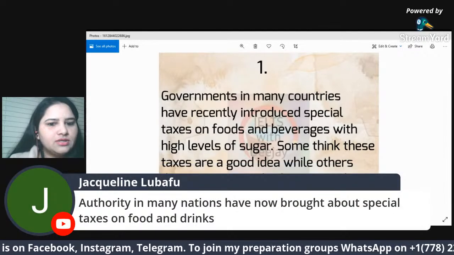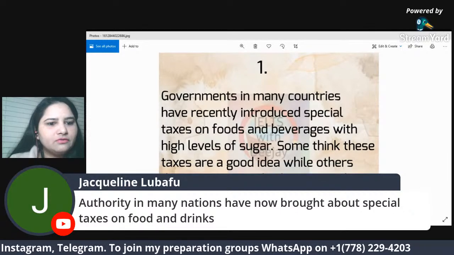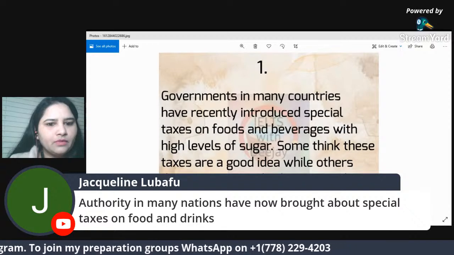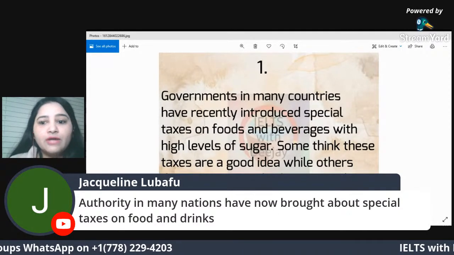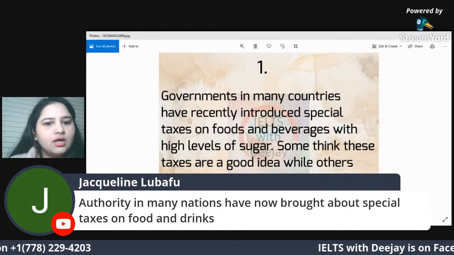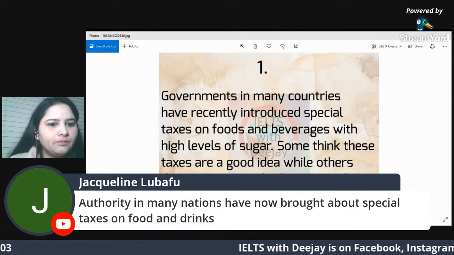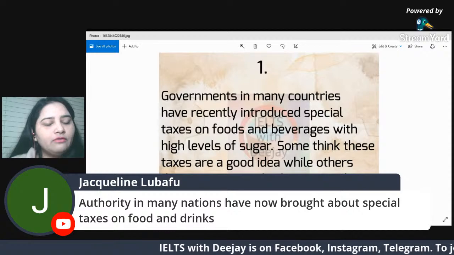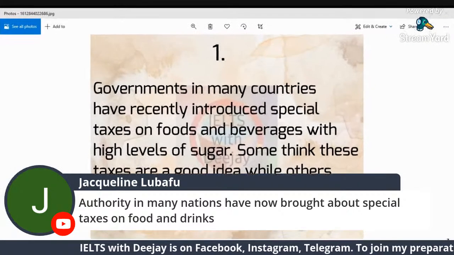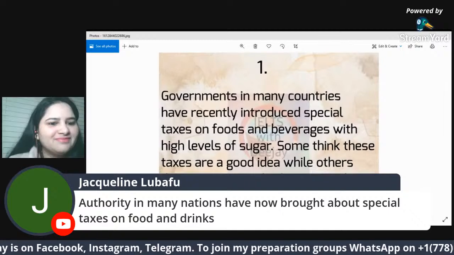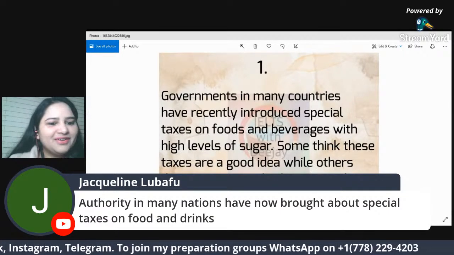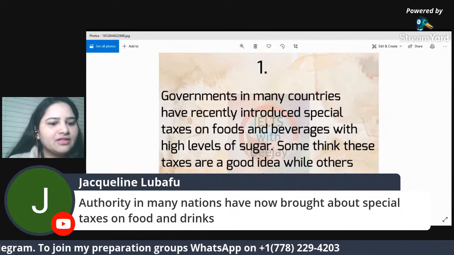Authority in many nations have now brought about special taxes on food and drinks. For food, you can say eatables, try to change the words which can be changed. For beverages, you can say drinks. Try to change, try to give synonyms in the start. Okay, so it will be very effective.